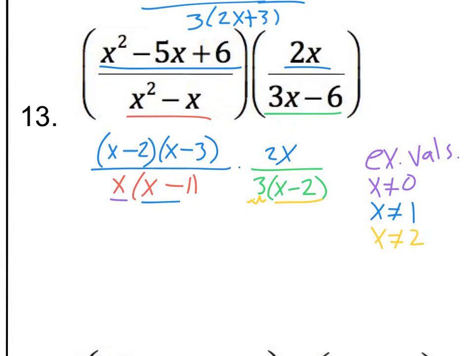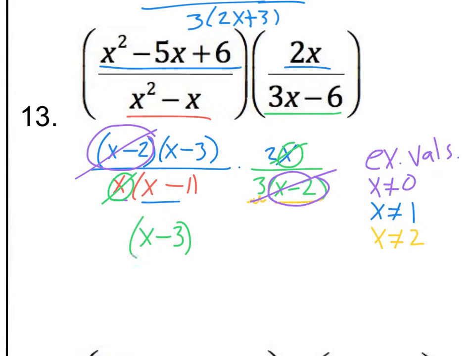Okay, finally doing some canceling. I've got an x minus 2 on the top and the bottom. Those go away. I've also got an x on the top and the bottom. Those go away as well. And we're left with x minus 3 times 2 on top. You can put that 2 out front if you want. And the bottom we got x minus 1 times 3.